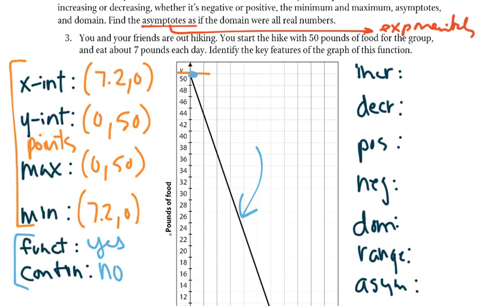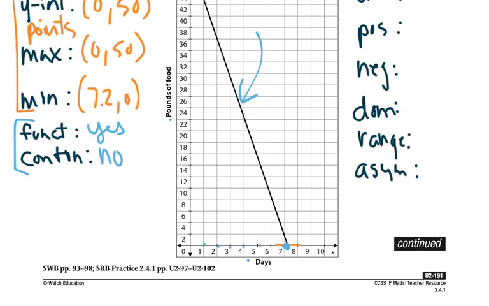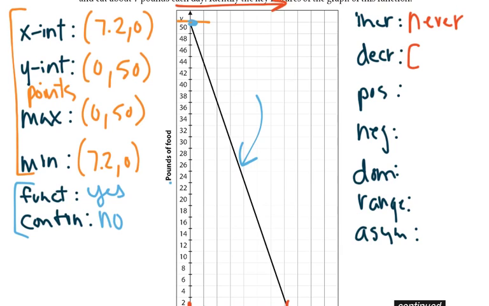Alright, now increasing. Remember, for increasing and decreasing, we look left to right. Is this ever increasing? Is it ever going up? Nope. So it's decreasing from what interval? Well, it starts at 0 and it decreases until it gets to that 7.2. So that would be our interval of decreasing, 0 to 7.2. Because remember, with these ones, we're dealing with interval notation.